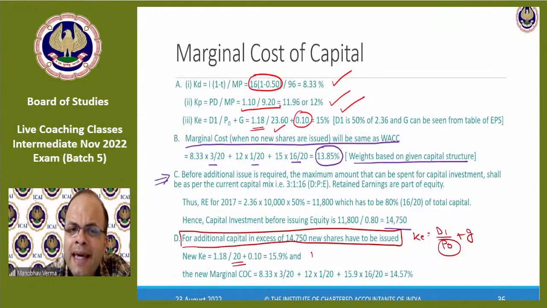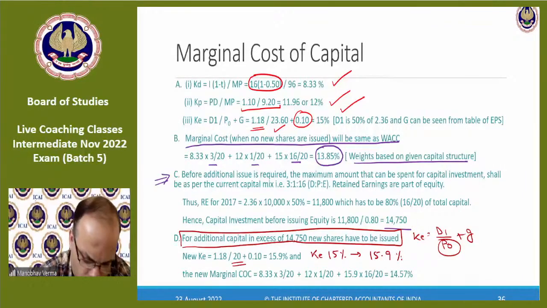What was my KE earlier? KE has gone from 15% to 15.9. Why? Flotation cost. Karthik, absolutely correct. When you said that the amount which could be raised without new equity was 14,750, that means the other amount is coming in from preference and debt. But we are talking about the marginal cost of capital because of issuing of additional equity. That's absolutely correct.